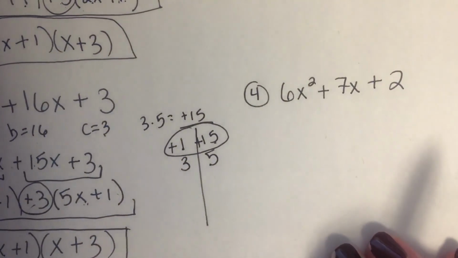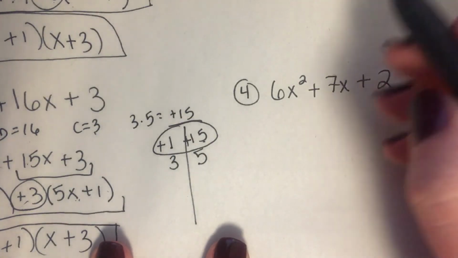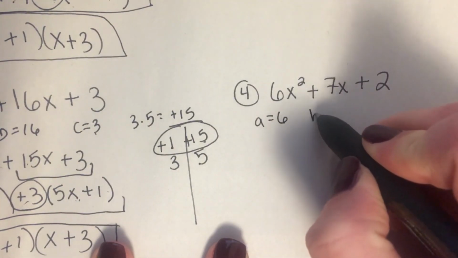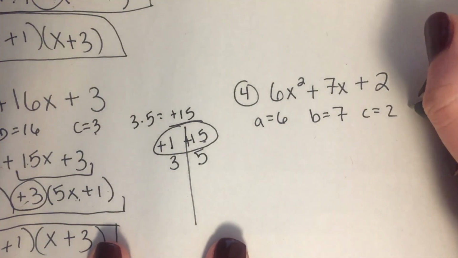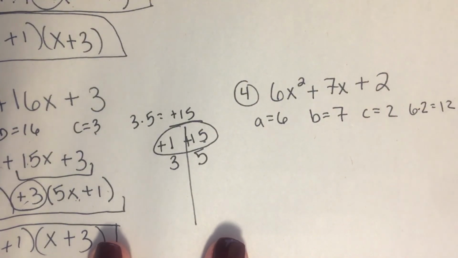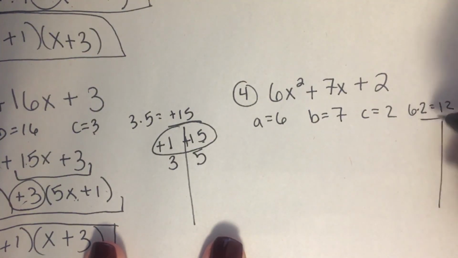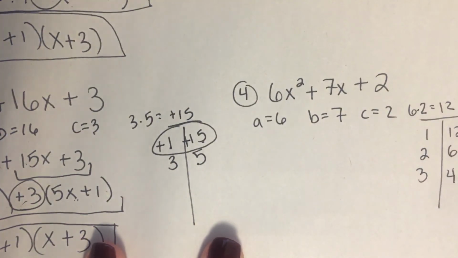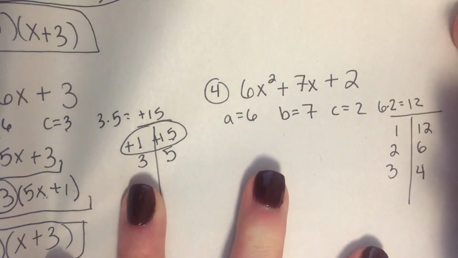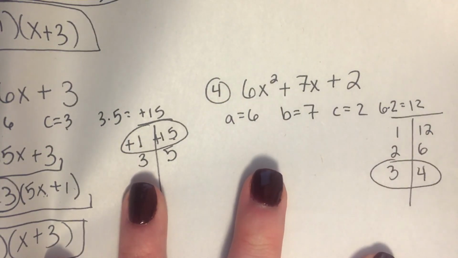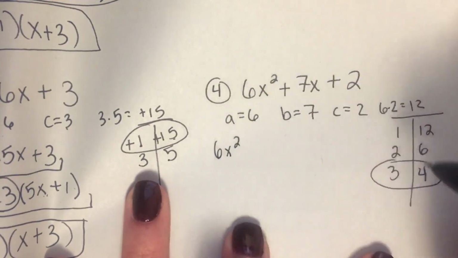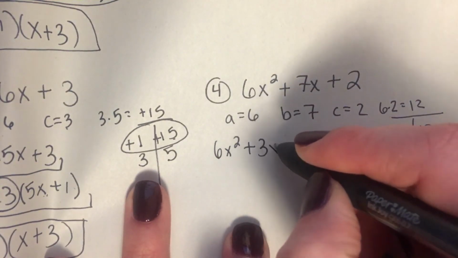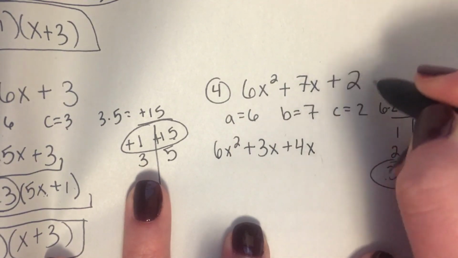And here is our last example. So a is 6, b is 7, c is 2. So we're going to start by multiplying a times c to get 12. List the factors, 1 and 12, 2 and 6, 3 and 4. Two numbers that will help us make 7 are 3 and 4. So we're going to set this up, 6x squared plus 3x plus 4x, copy the last, plus 2.